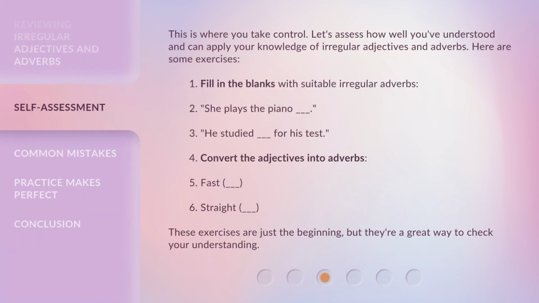This is where you take control. Let's assess how well you've understood and can apply your knowledge of irregular adjectives and adverbs. Here are some exercises. 1. Fill in the blanks with suitable irregular adverbs. 2. She plays the piano __. 3. He studied __ for his test. 4. Convert the adjectives into adverbs. 5. Fast, __. 6. Straight, __. These exercises are just the beginning, but they're a great way to check your understanding.